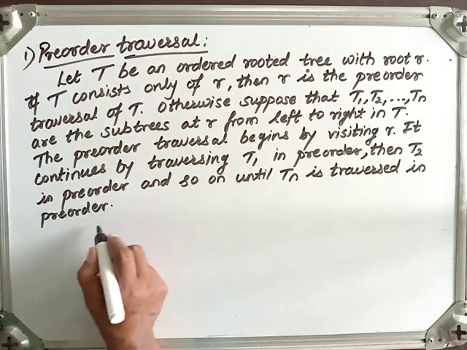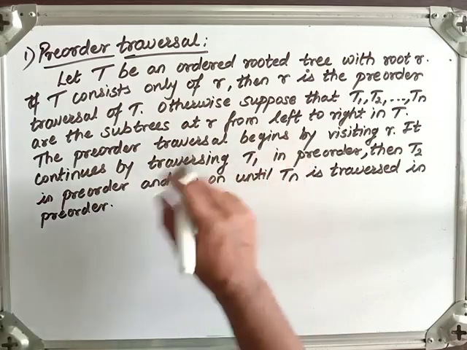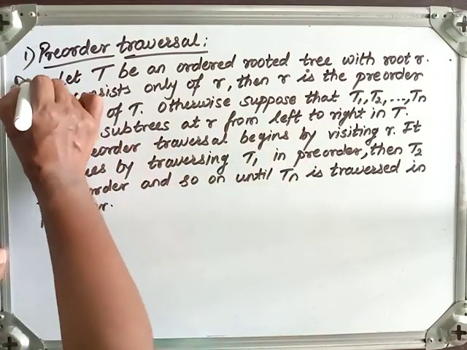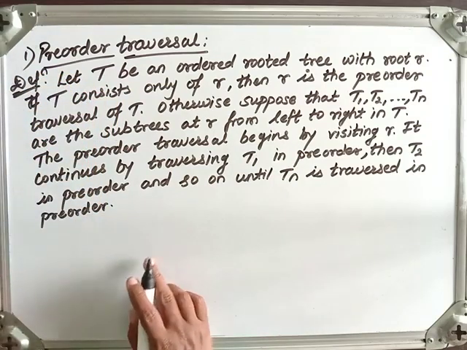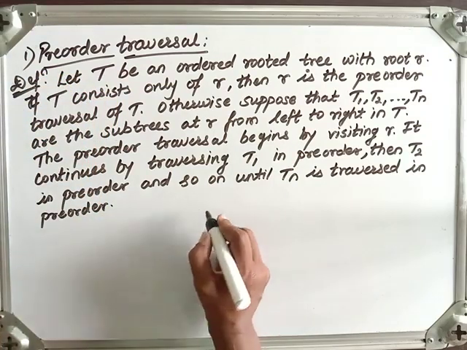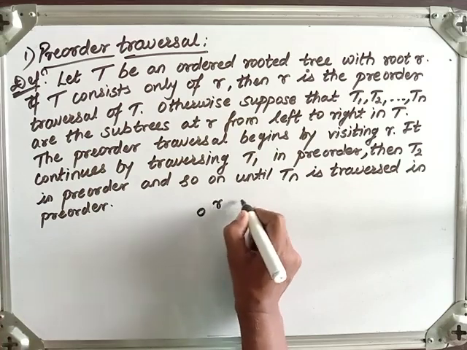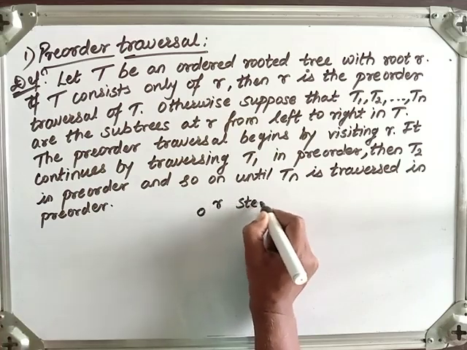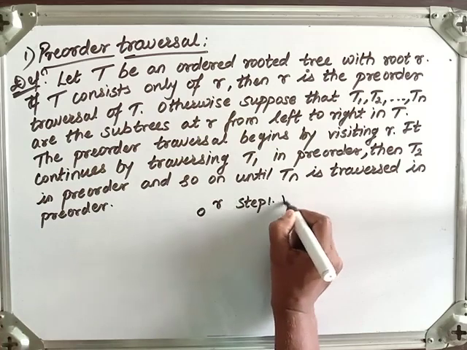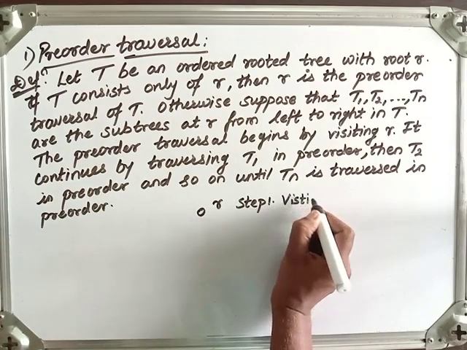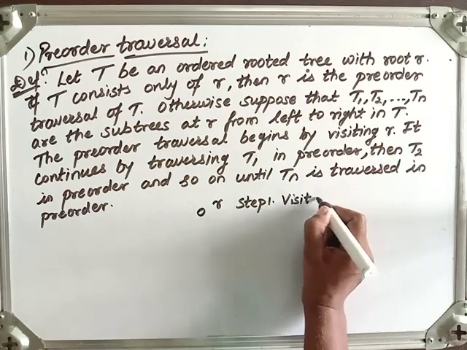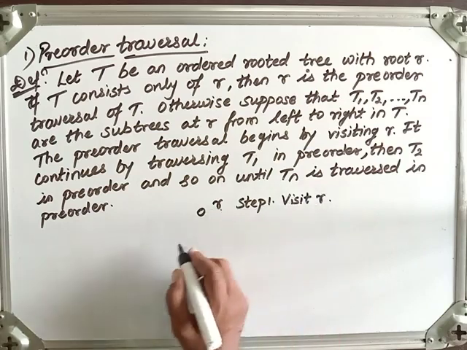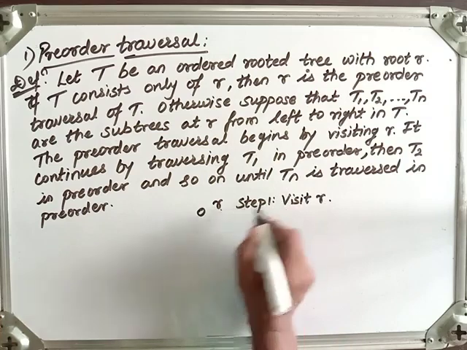Now the same definition, this is nothing but the definition of it, right? Now this definition diagrammatically I can write as, if this is a root, then in step 1 we have to visit R first, this root. Then step 1 is this.